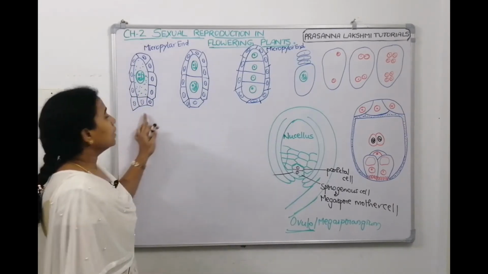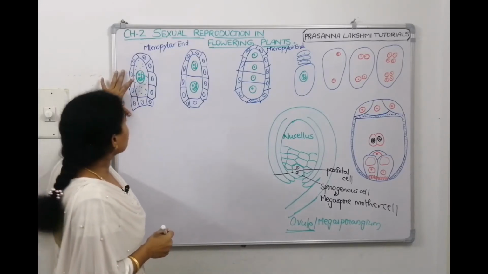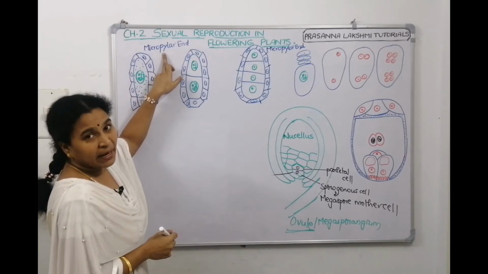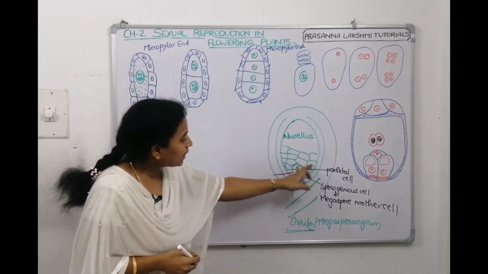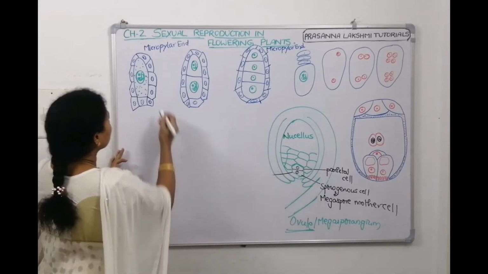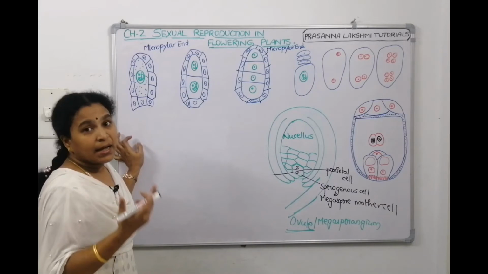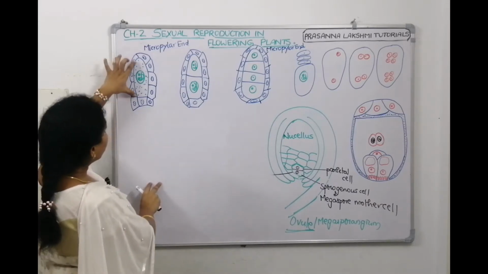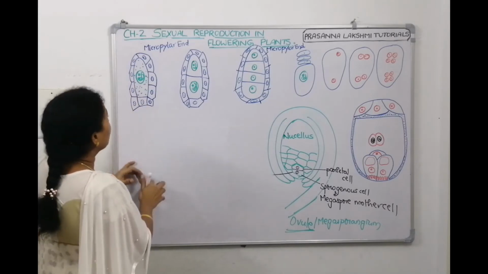In NCERT, they showed us this picture and they're telling this is nucellus. This is nucellus and this is the micropylar end. All these cells are nucellar cells. And what is this big cell called? This big cell is MMC, megaspore mother cell.